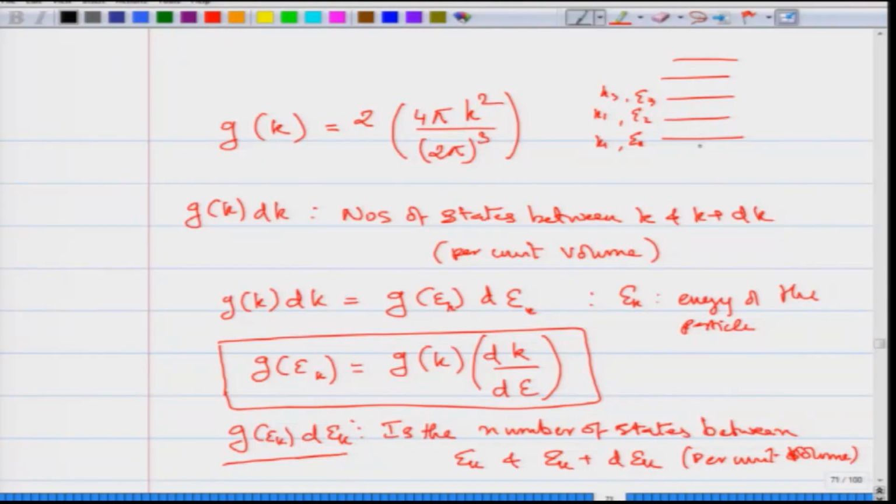Whether you do a counting of the total number of states with respect to energy, each state is labeled either with the energy or with the momentum, and the two are related to each other. So, the total number of states is always the same: Gk dk, the total number between k and k plus dk, is equal to G of E dE, where G of E dE is the total number of states which are available between energies E and E plus dE. So, you can rewrite this Ge, the density of states in terms of energy, as Gk dk by dE.